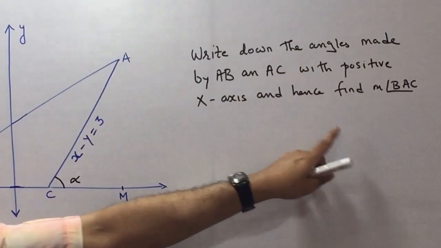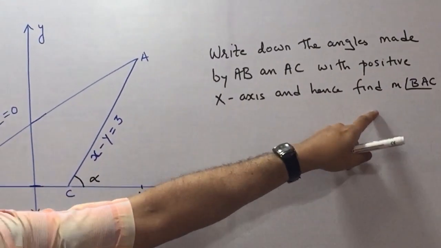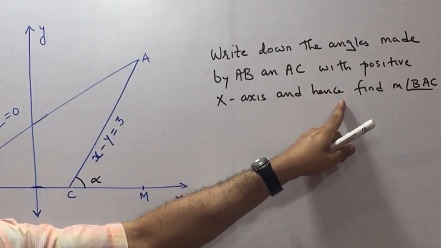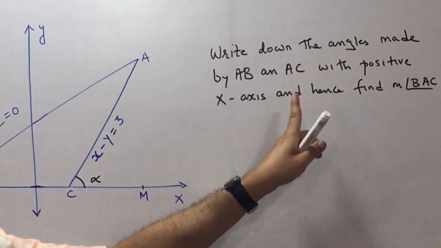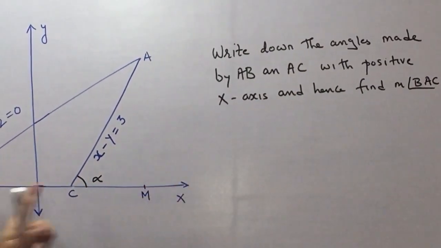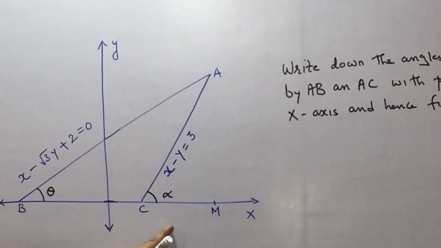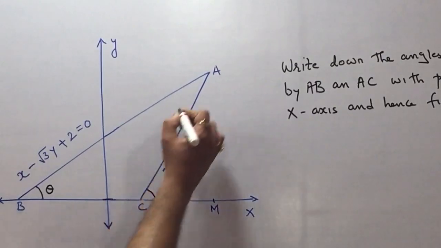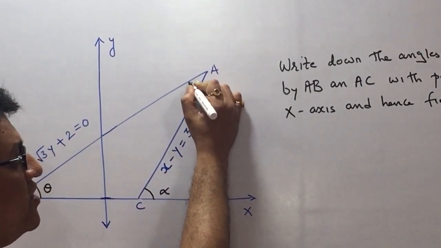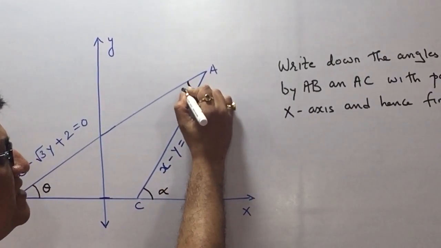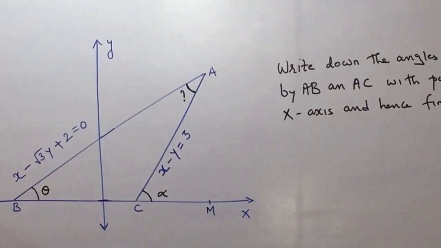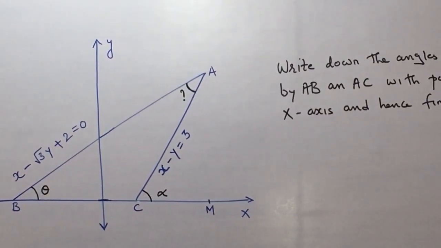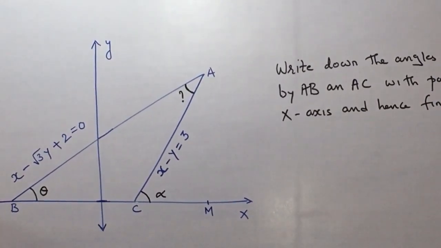Now children, there is one word they have used: and hence find. When they use the word hence, that means we are supposed to take the previous values. What are the two previous values we need to take? The theta and the alpha. Making use of theta and alpha, we need to find measure angle BAC. So we are looking forward to finding angle BAC. Let's start how we do this particular sum.